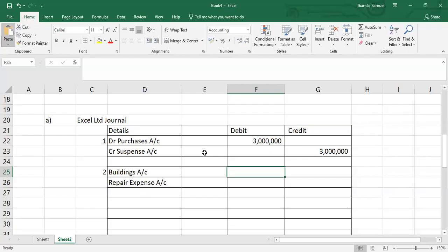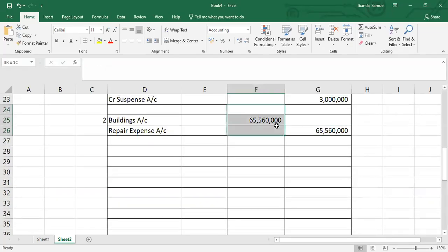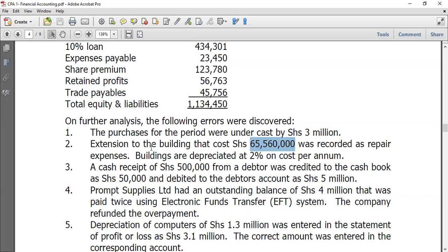I'll debit the building. Remember, buildings are assets. So every time we have an extension to the building, we debit it. So that's why I'm debiting it. And I also come here and I'll do the same thing. I'll credit my repairs expenses. So this has removed it. It has reversed out the error we had made. So it has come to reverse out what we had put in the repairs expenses and then put it into the building. So that is what we have done. And like you've seen, there's no suspense account coming in.